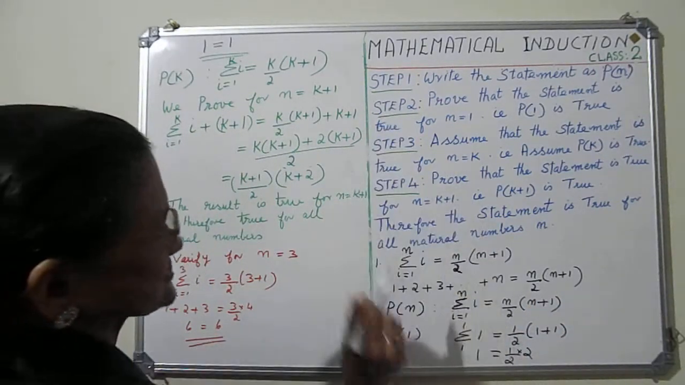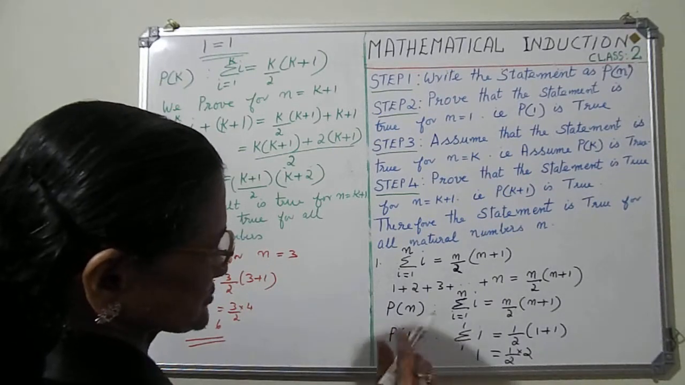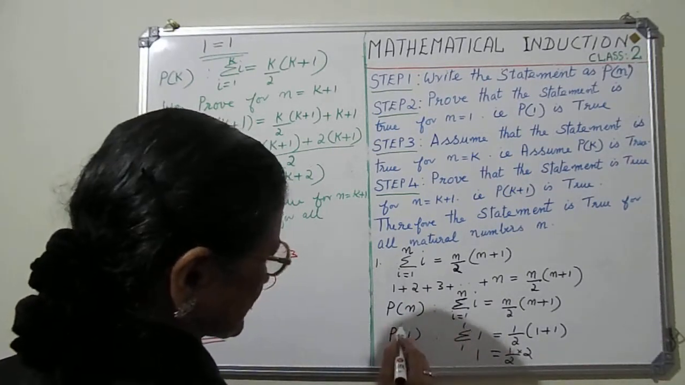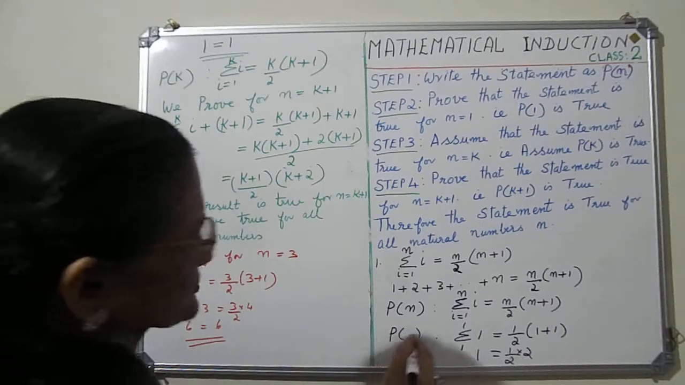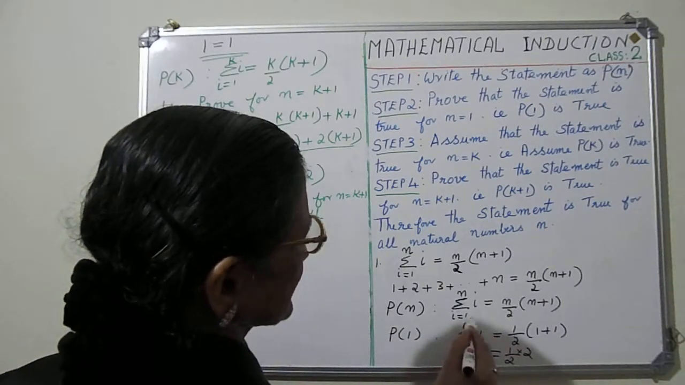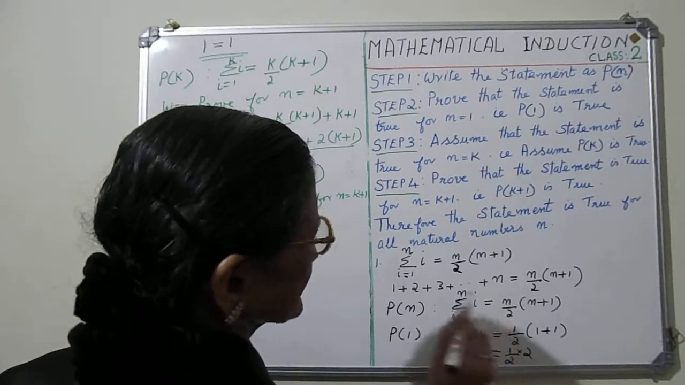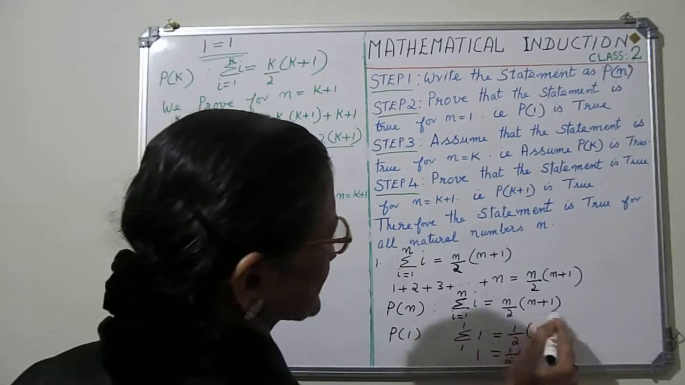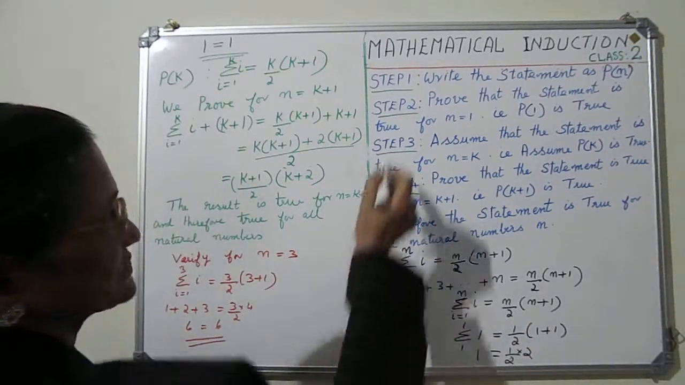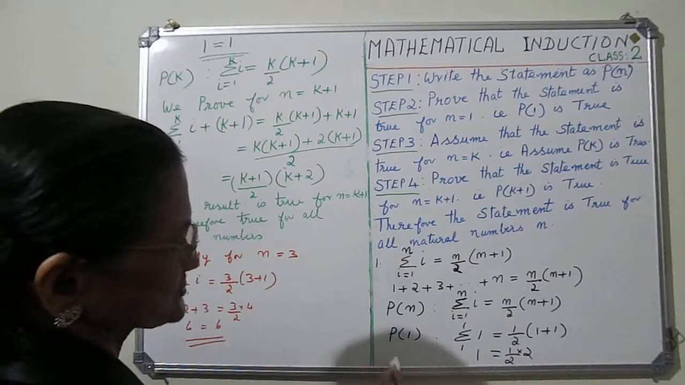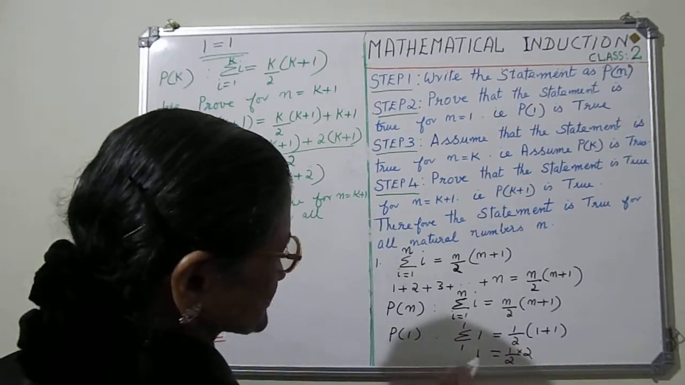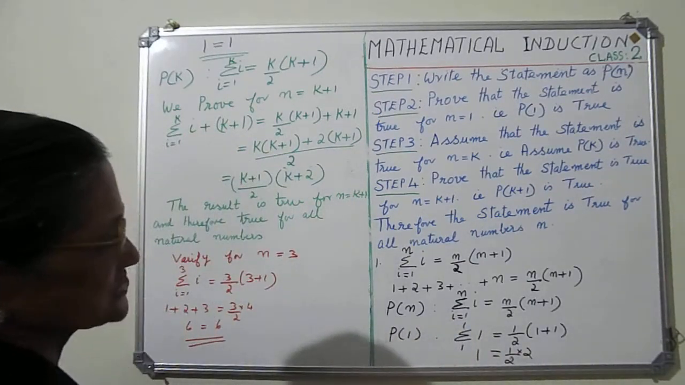Now, the first step is we write the given statement as P of n. What's our P of n here? P of n is sigma i varying from 1 up to n of i is equal to n by 2 times n plus 1. Now move on to step number 2. What is step number 2? We prove the statement for n equal to 1. That is P of 1.